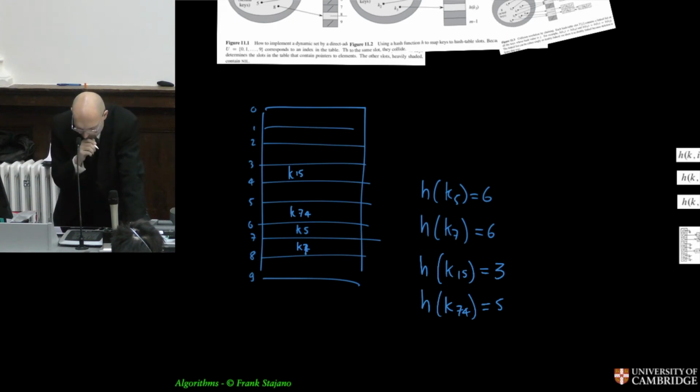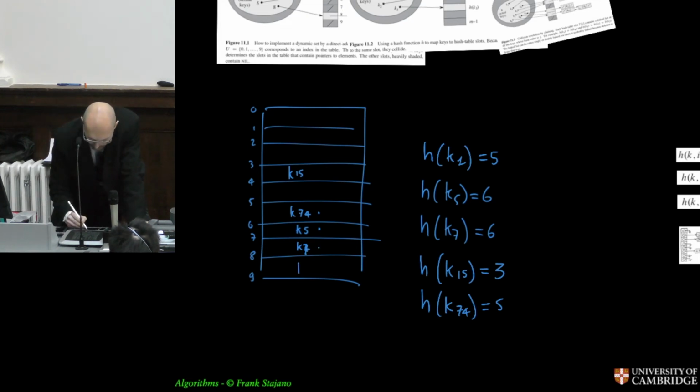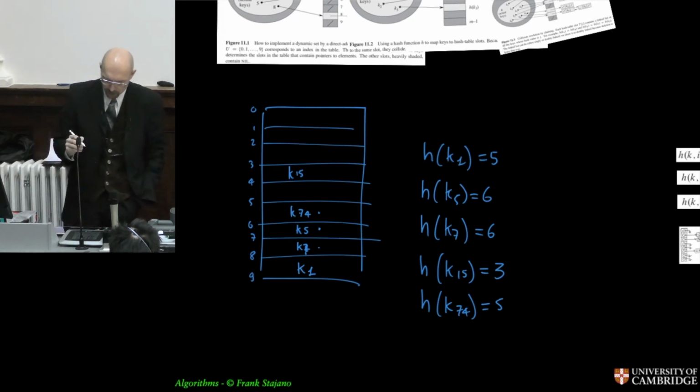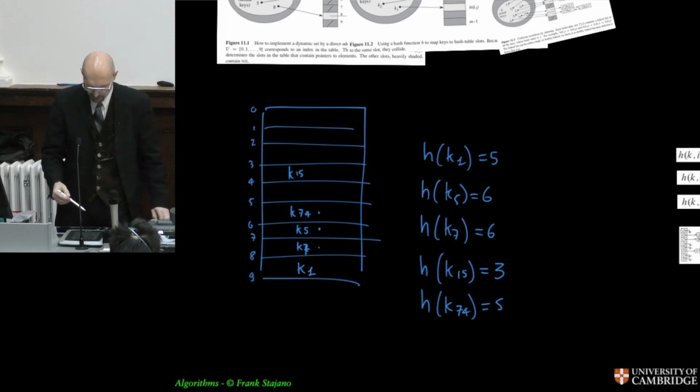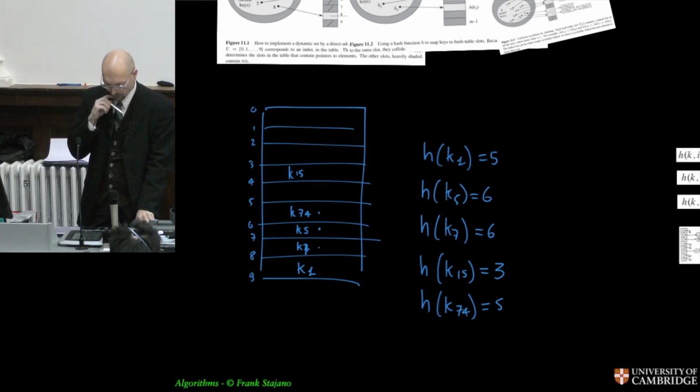Now, unfortunately, I hit K1, which also hashes to 5. Then I try putting it in 5, but it's already taken. Then I try the next one, but it's also already taken. Try the next one. It's also already taken. So K1 ends up over here. So I have a chain like I used to have in the previous case, but the chain is now spread among the empty slots of this table.